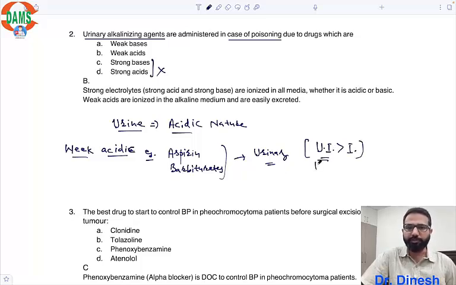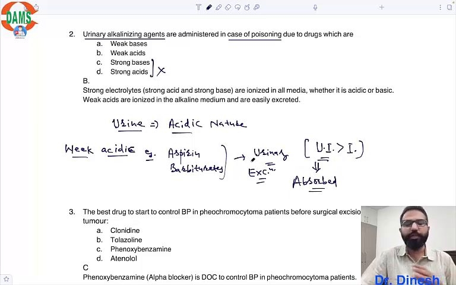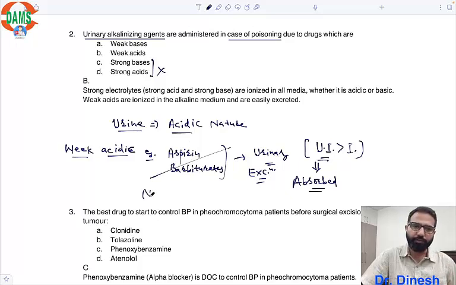The unionized form is not easily excreted because it is easily absorbed. It is going to be absorbed, so it is not going to be excreted in the urine. Every drug, if it converts to the unionized form, is not easily excreted because unionized drugs are easily absorbed. So what is our aim? Our aim is to convert this to the opposite, meaning more ionization. So how to do that? In these cases, we use soda bicarb.